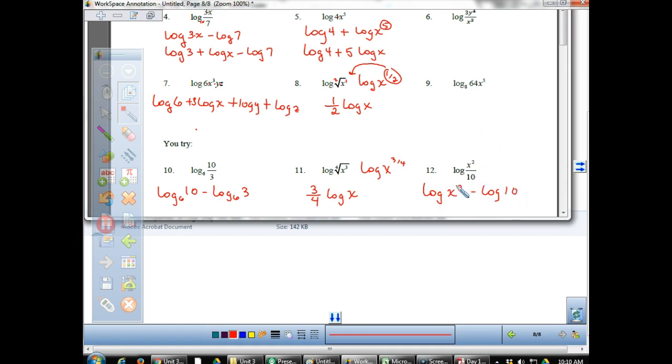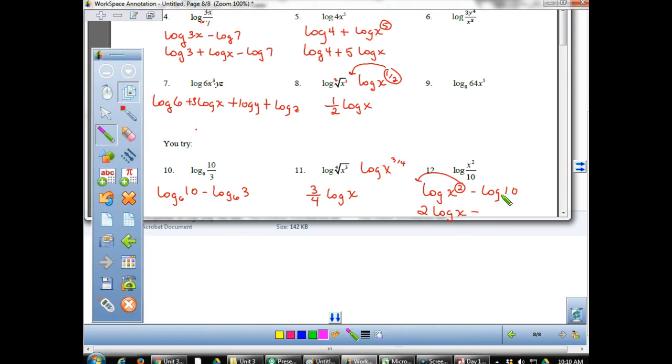So the next thing would be to bring the power down front. The 2 comes all the way out front, and I have 2 times log of x minus, now this is one that you may not recognize, but there's an understood 10 there. So this is going to simplify down to the number 1. So this will just be a minus 1.